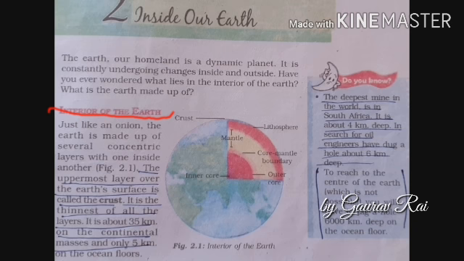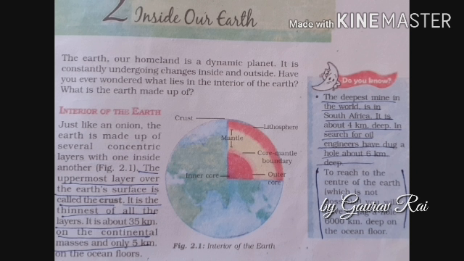Just like an onion, the Earth is made up of several concentric layers with one inside another. The uppermost layer over the Earth's surface is called the crust. It is the thinnest of all the layers. It is about 35 kilometers on the continental masses and only 5 kilometers on the ocean floors.